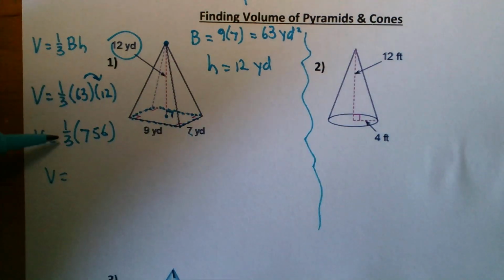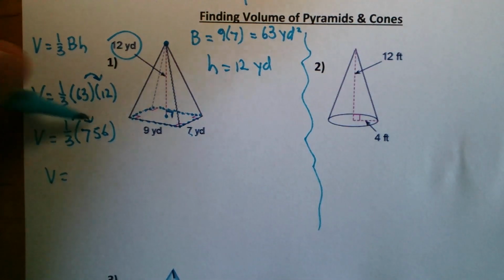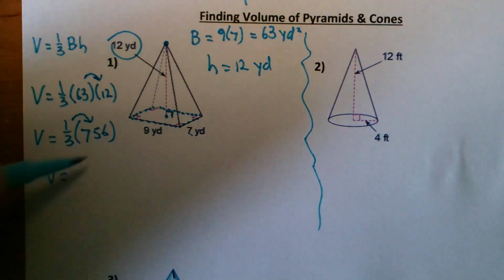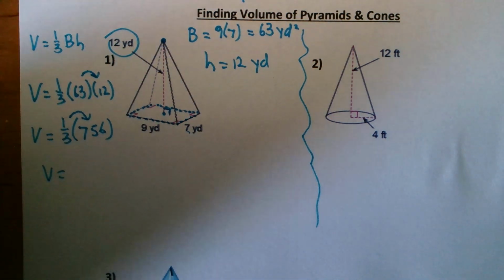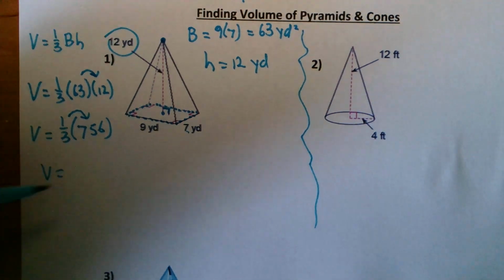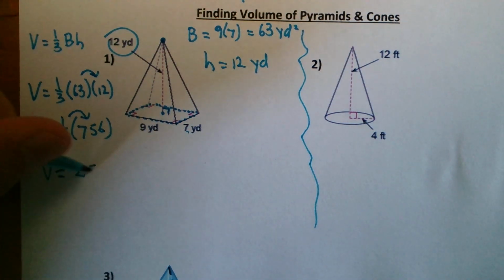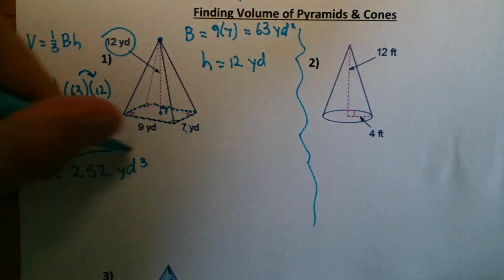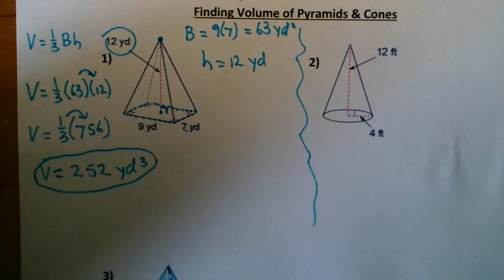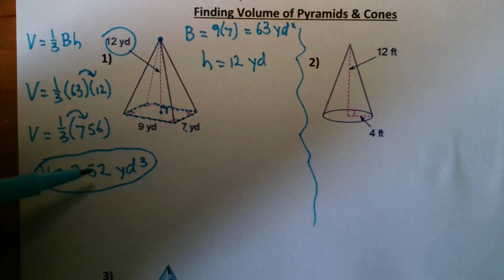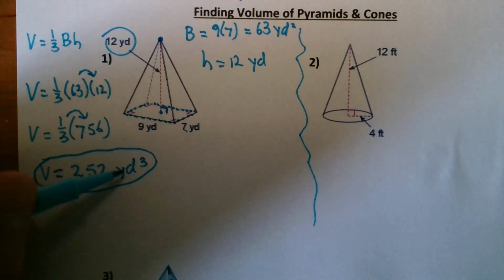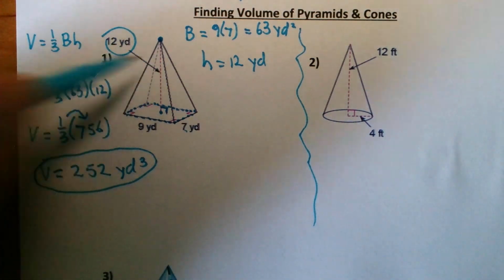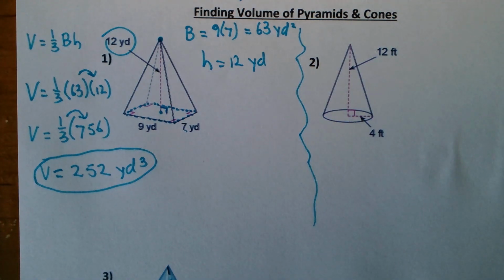And then last but not least, to get rid of this 1/3, we multiply. Remember, when you multiply by 1/3, you're really dividing that number by 3. So now I'm going to do 756 divided by 3, which gives me a volume of 252 cubic yards, or yards cubed. So that is the volume of this pyramid. If I had 252 cubes that are 1 yard by 1 yard by 1 yard, I could arrange them and it would fit this pyramid exactly. That's what this answer tells us.